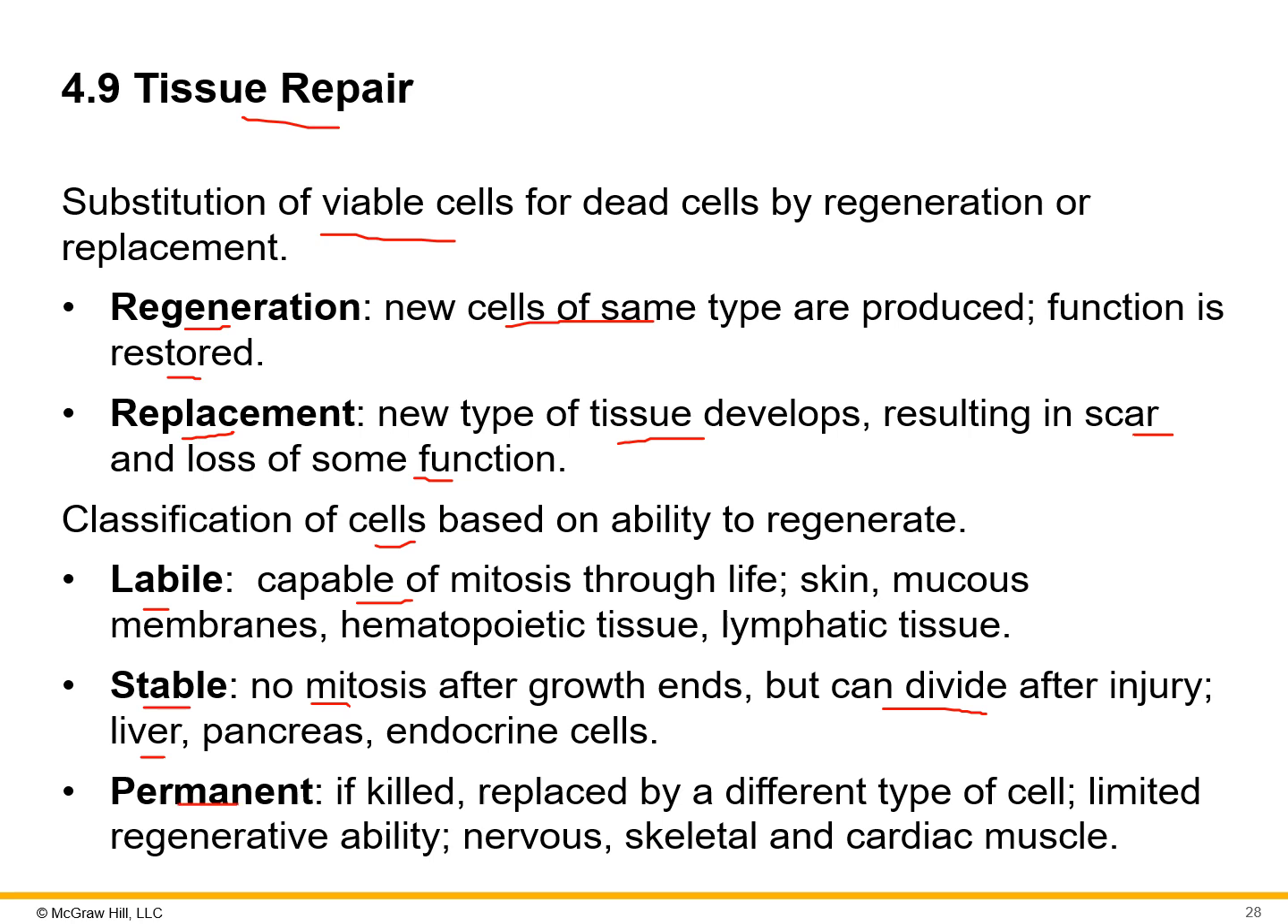But then we also have permanent. So these, if they're killed, are replaced by a different cell type. They can't go through mitosis and make more of themselves. So things like our nervous system, diseases like Alzheimer's and ALS, when those neurons are lost, there's no way to replace them with other neurons.